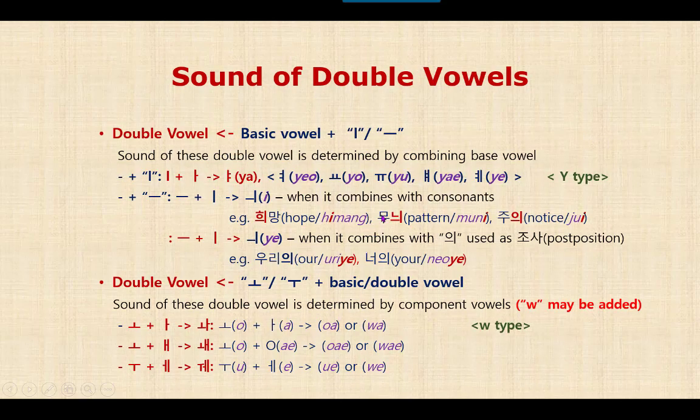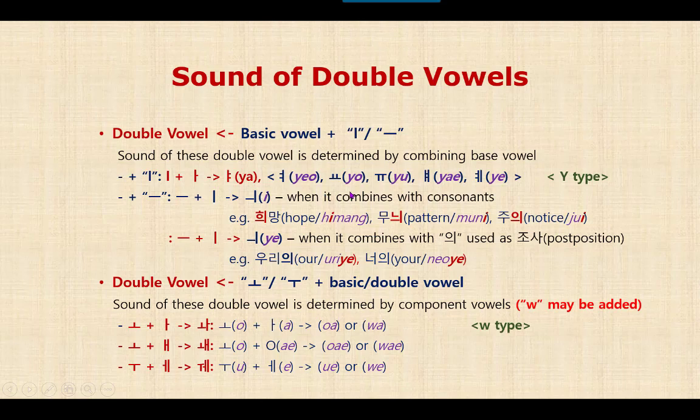So, when we combine a single vowel with E or U, it's a base vowel, okay? E, U is a base vowel. If we add E or U to a basic vowel, we can make a double vowel. Like if we add E to R, it's ya. If we add E to O, it's yo. If we add E to U, you.